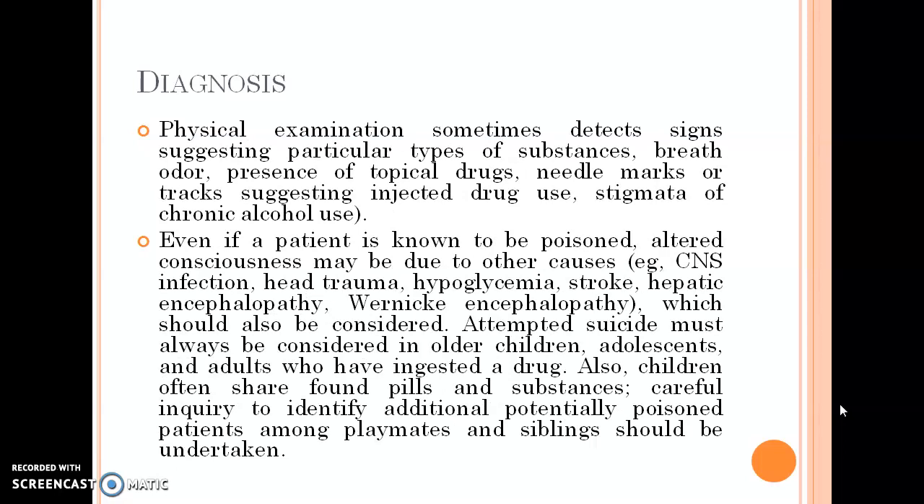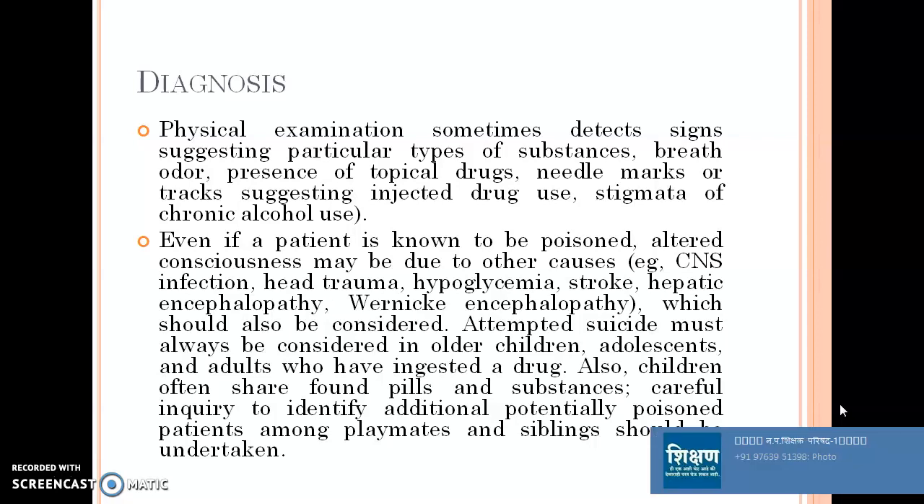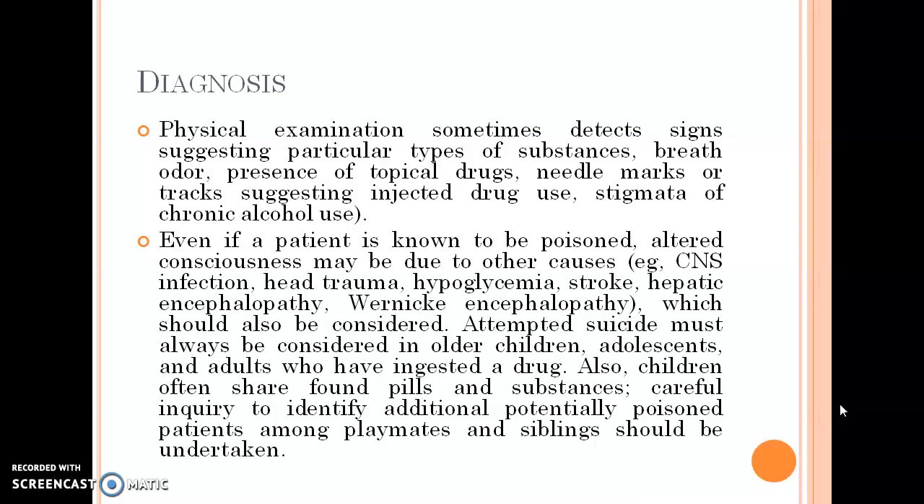Physical examination sometimes detects signs suggesting particular types of substances: breath odor, presence of topical drugs, needle marks or tracks suggesting injected drug use, stigmata of chronic alcohol use. Even if a patient is known to be poisoned, altered consciousness may be due to other causes, for example, central nervous system infection, head trauma, hypoglycemia, stroke, hepatic encephalopathy, and Wernicke's encephalopathy, which should also be considered.